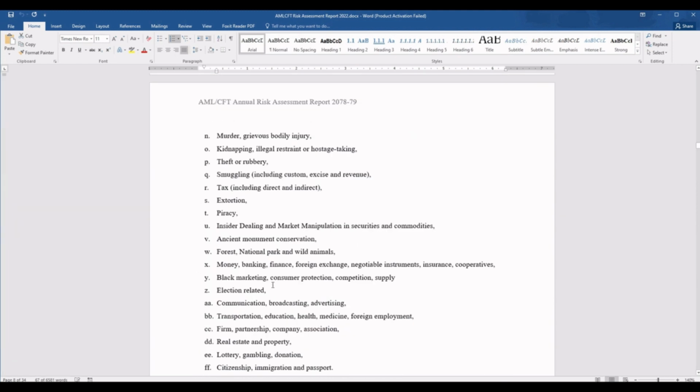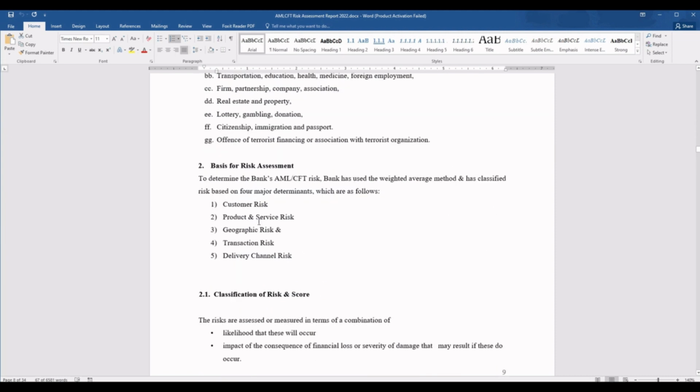Now, the basis of risk assessment. As I told you earlier, this risk assessment is heavily based on the Wolfsberg guideline. Let me show you that.